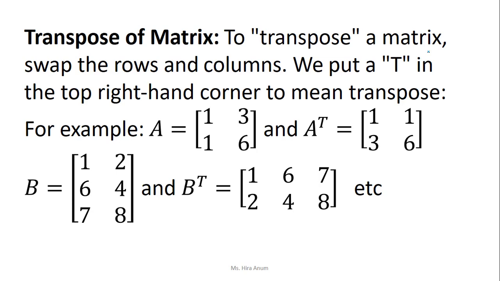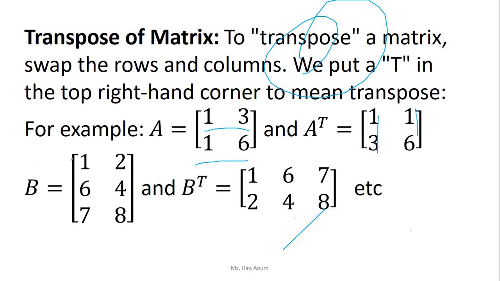Transpose of matrices. Transpose of matrices is a very simple thing. In this, columns become rows and rows become columns. Like you have A equals 1 3 in the first row, and the second row is 1 6. The first row and second row become 1 3 in a column, 1 6 in a column.